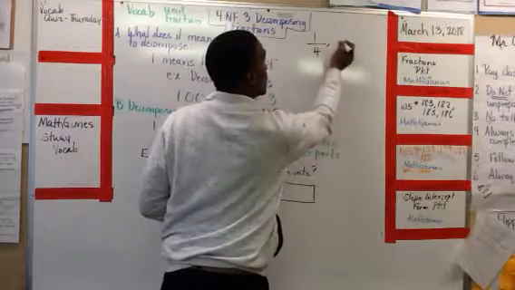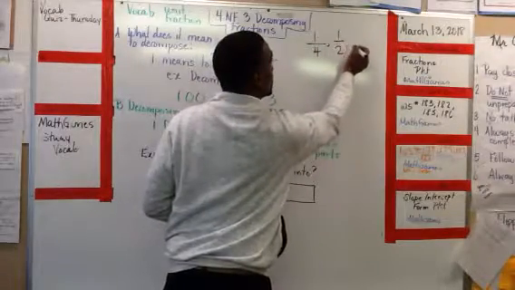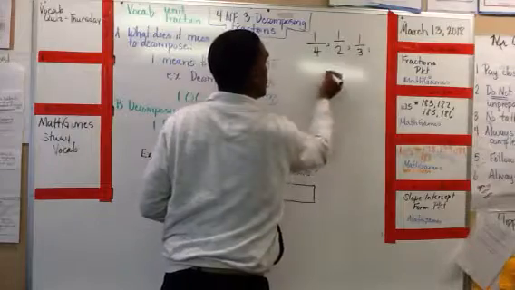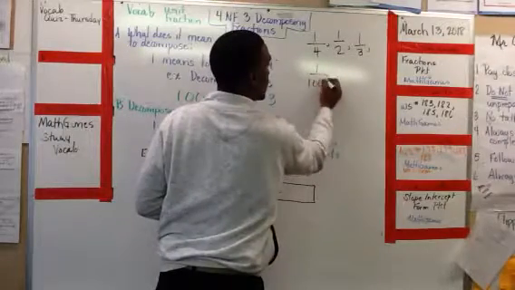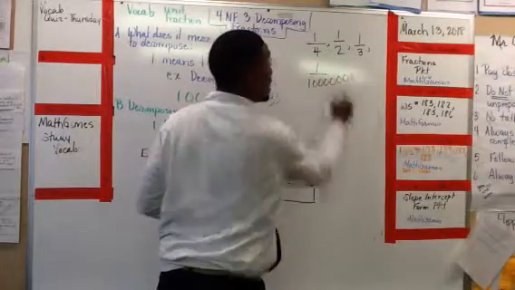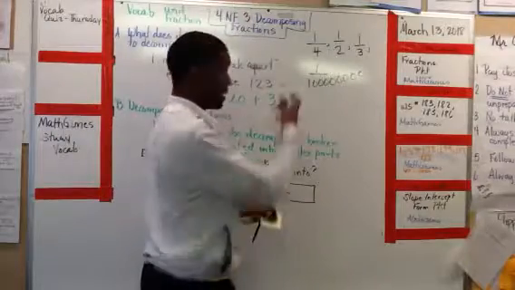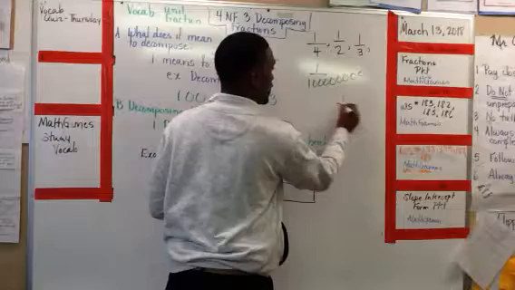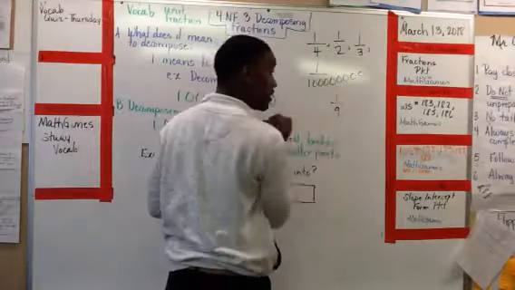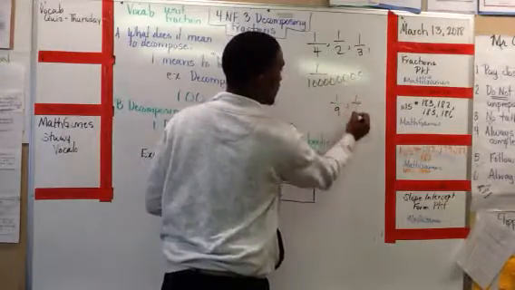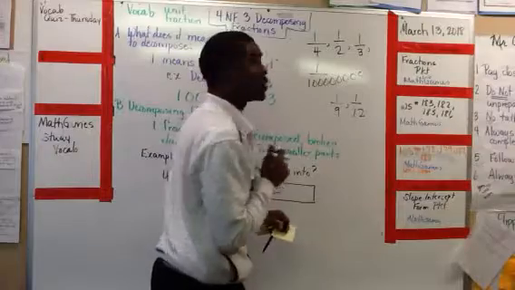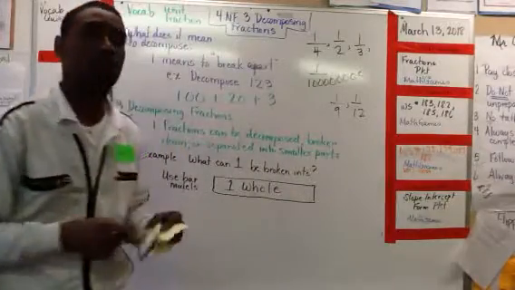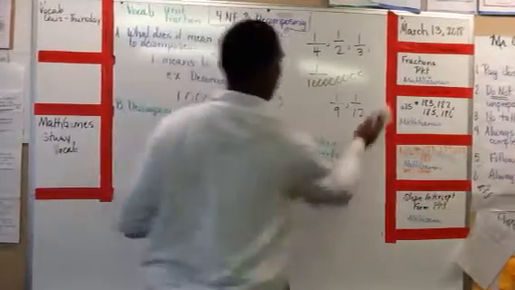1/4. Give me another. 1/2. Give me another. 1/3. Give me another. 1/6. What about this? 1/2. Is that a unit fraction? Yes. It has a 1 in the numerator. What about this one? 1/3, 1/9. Are those unit fractions? Yes. So unit fractions are fractions that have what in the numerator? 1. Okay?